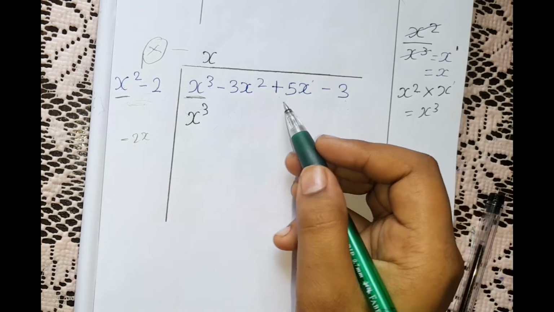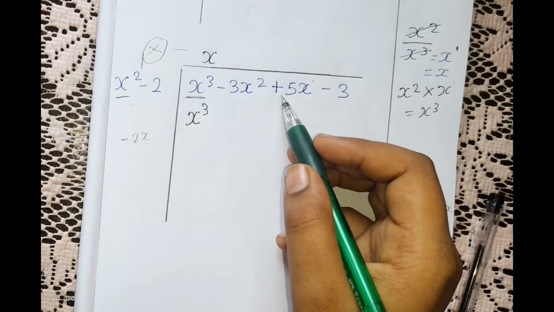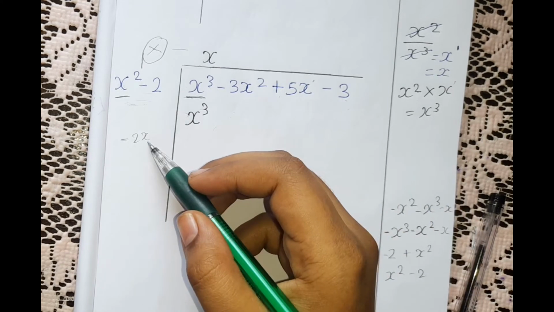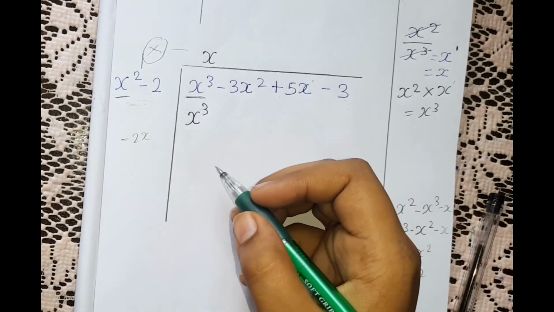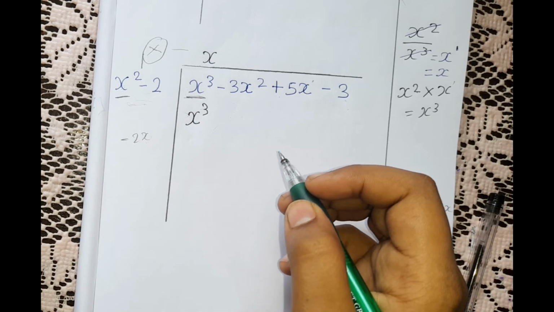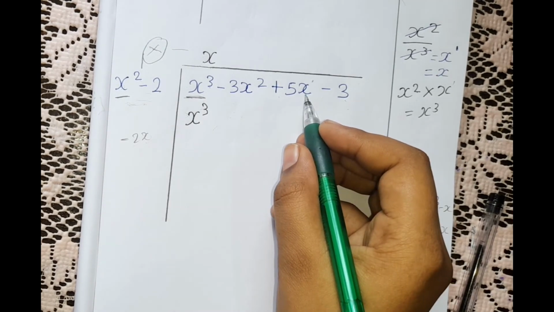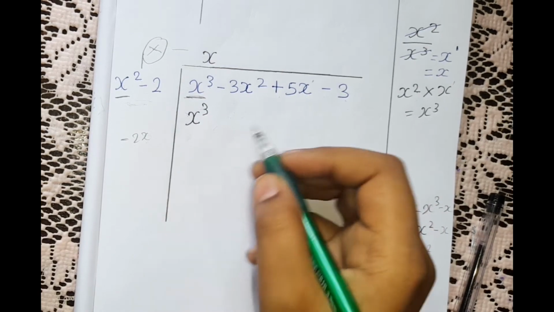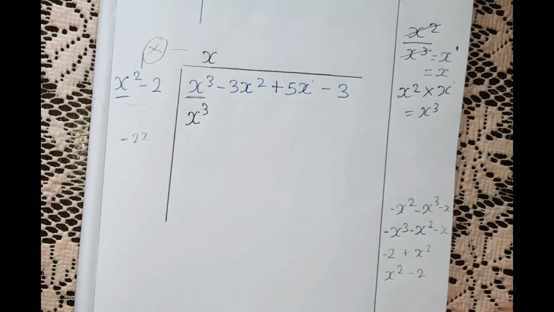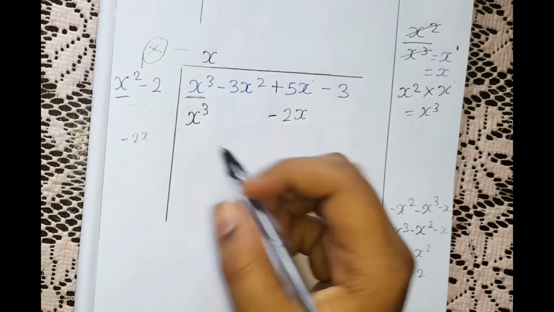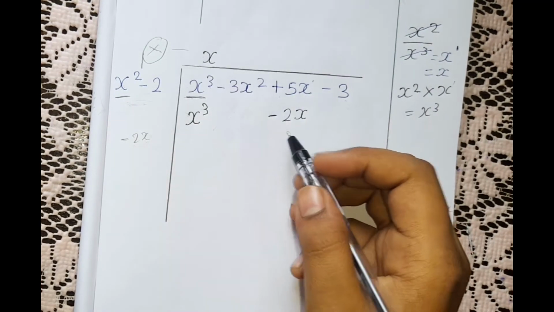So when we go to the next value, that is plus 5x. So here the x and here also the x is similar. Both are similar. You are supposed to see the variable, not the number. Okay. So here we have x. Here also we have x. Then we are supposed to write minus 2x right over here. Okay. So let me write minus 2x. Why? Because minus 2 into x is minus 2x.